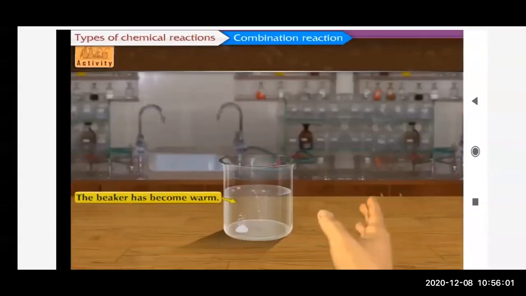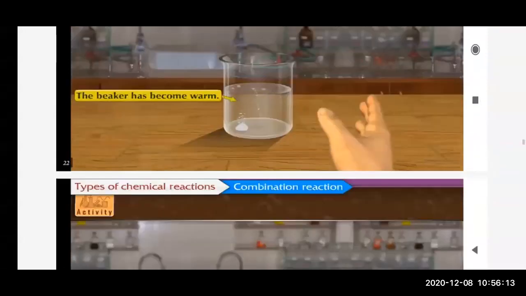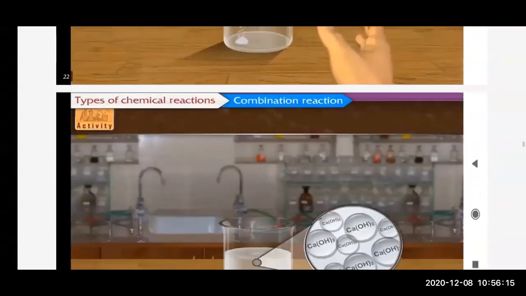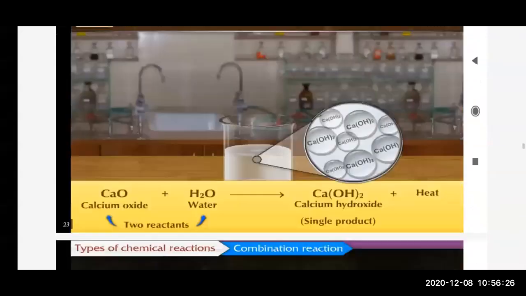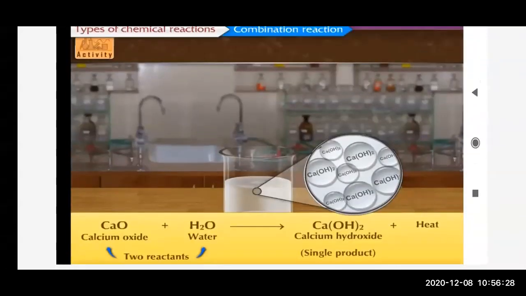The beaker has become warm. So initially, if you touch the beaker, you will feel that the beaker has become warm. It means some amount of heat is generated when the calcium oxide is put into the water. Now actually what happens when both react together, the calcium hydroxide, that is Ca(OH)2, is formed by combination of calcium oxide and water with generation of large amount of heat.